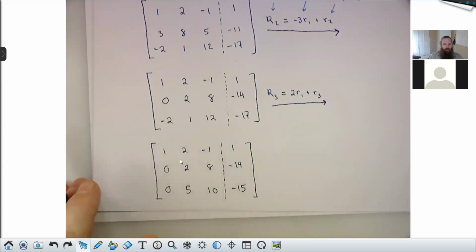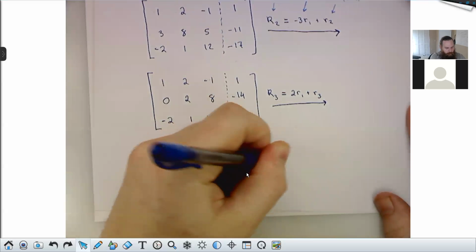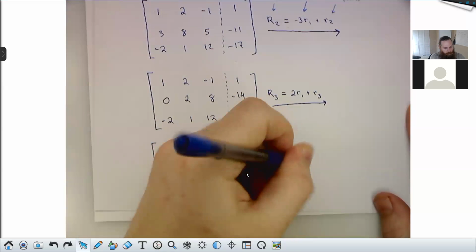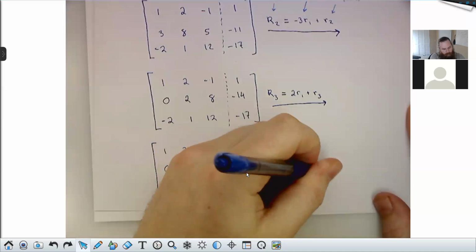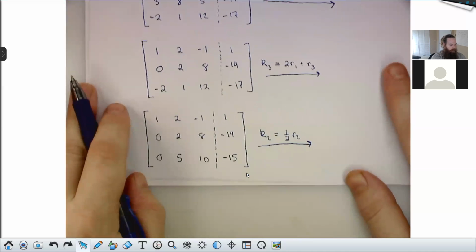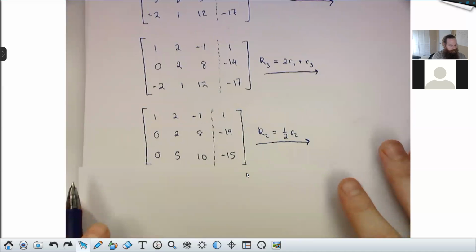Our next move is to make this a 1 so that I can use it as a weapon to clear out the stuff below. And conveniently, everything here is divisible by 2. So from here, my new row 2 will be 1/2 times my old row 2. I'm going to get a 1 in the second pivot. So row 2 is the row that's changing. All the others will stay the same.